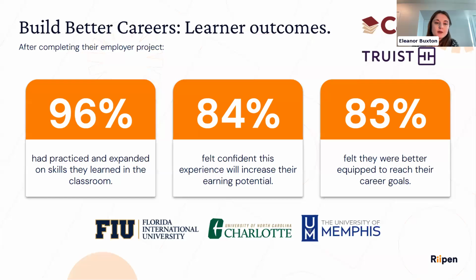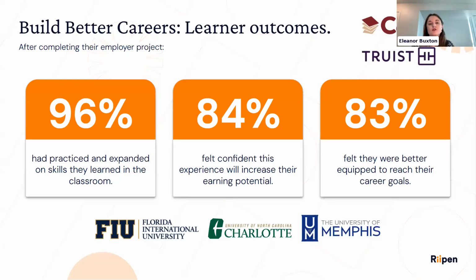So under Kale's leadership, the Build Better Careers program, which is funded by the Truist Foundation, was launched to strengthen career pathways and pathways towards jobs that lead to economic mobility. And the initiative focuses on cities and regions where in-demand jobs remain unfilled, and greater collaboration across workforce and education can strengthen those career pathways. And so Ripen's engagement in the Build Better Careers program is through project-based learning, and we have current partnerships with Florida International University, the University of Memphis, and UNC Charlotte.